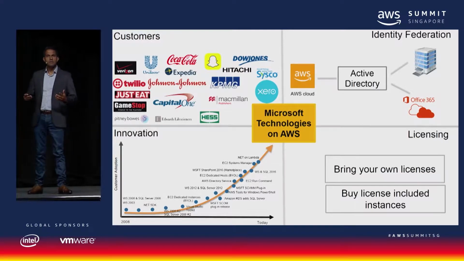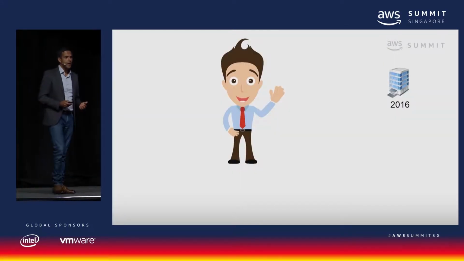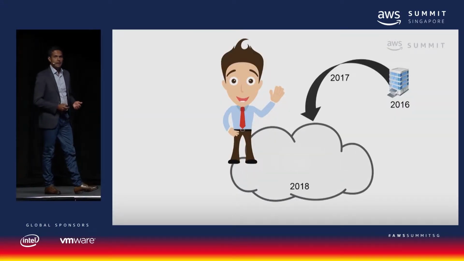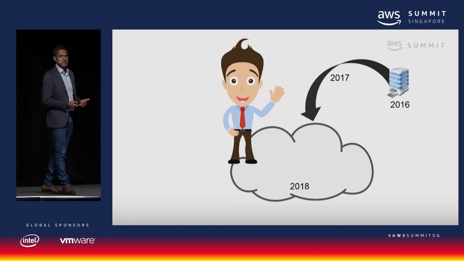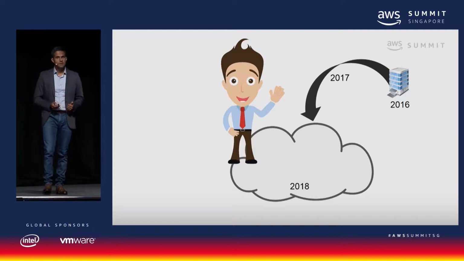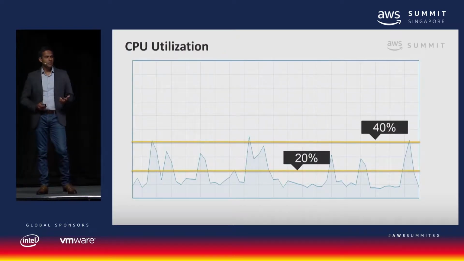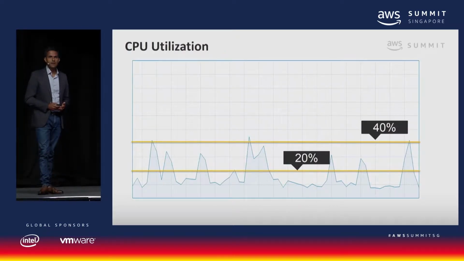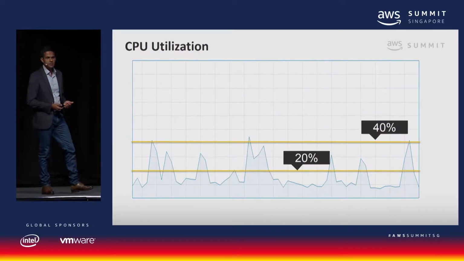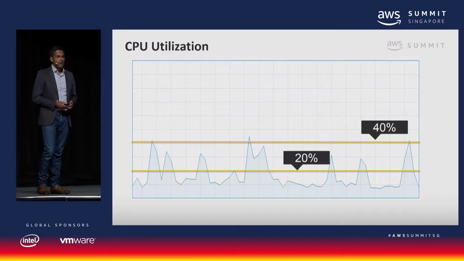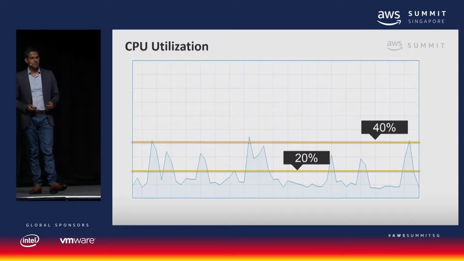So Bob did this evaluation back in 2016, moved to the cloud in 2017, and he's a happy customer in 2018 now. But when he goes to his infrastructure, this is what he found, right? His servers are underutilized; the CPU utilization is about 20% of the time. Sometimes it peaks to about 40%.